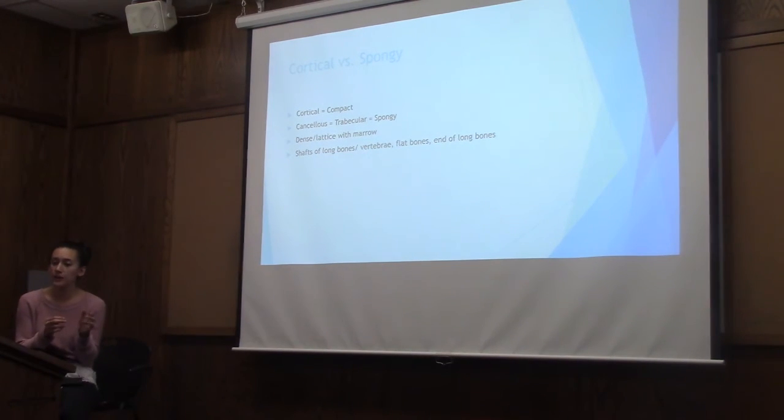So, cortical bone is dense. Spongy bone is more of a lattice filled with marrow. And cortical bone is in the shafts of long bones, spongy bone is in vertebrae, flat bones, and at the end of long bones.